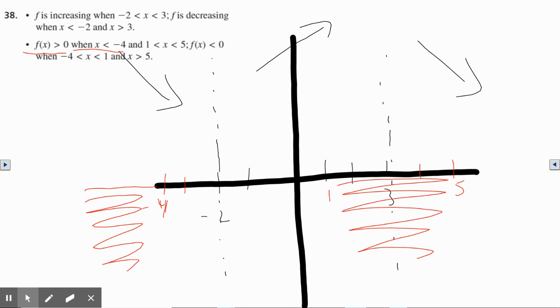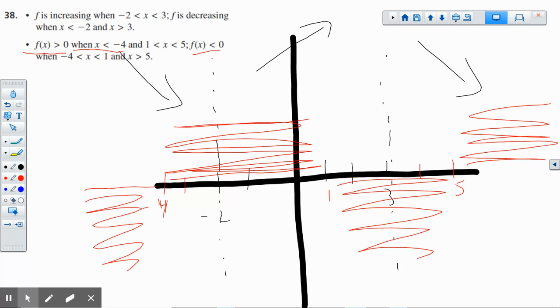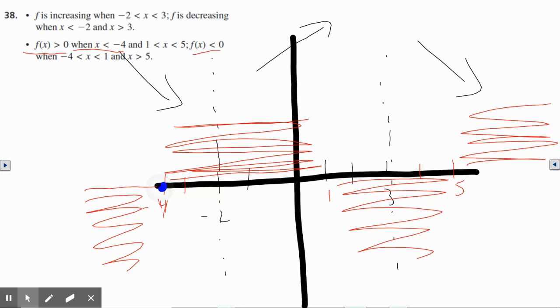Lastly, it says f of x is less than 0. It is below the x-axis between -4 and 1. So it's below the x-axis in this region, so it's not up here. I'm going to cross that out. And x is greater than 5, so it's not over here. Well, that leaves me very little choice about where to put the graph. I know it's in the top region over here on the left side.